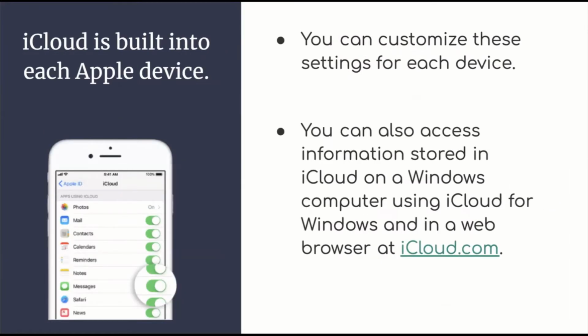You can customize the settings for each device. You can also access information stored in iCloud on a Windows computer using iCloud for Windows and in a web browser at iCloud.com. On the phone, on the left side, you can see that they have customized what they want to store in iCloud. Some of them are photos, mail, and contacts.